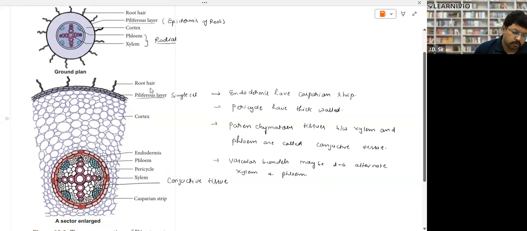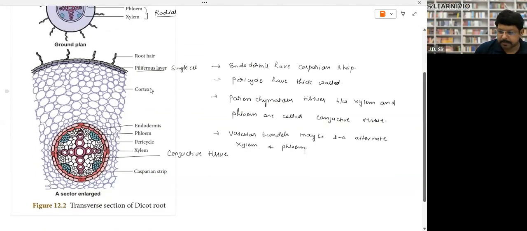If you have any doubt, go through your NCERT. If you have any doubt, ask. In dicot root and monocot root, there is a very small difference, right? Dicot root has fewer vascular bundles than monocot. That's it. That is the difference. Go through the diagram. Ask me if you have any doubt.